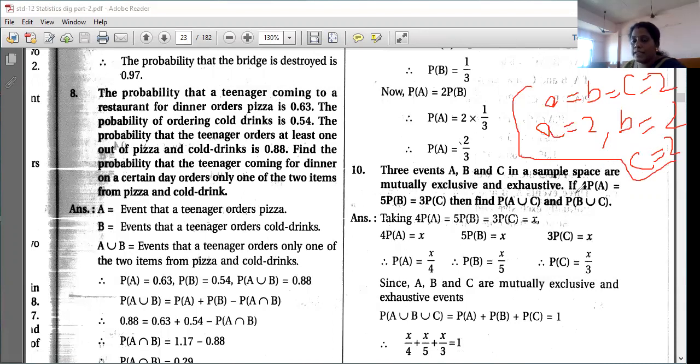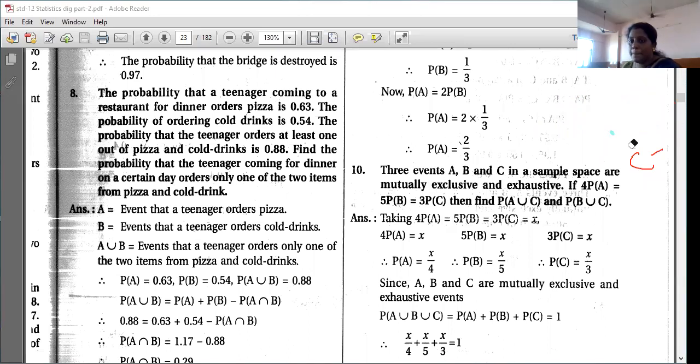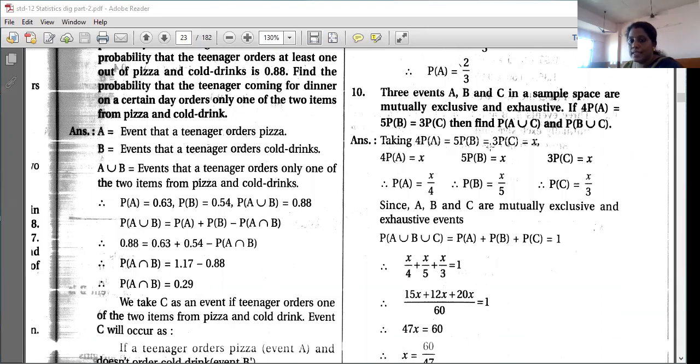Okay, and here they have not given the values like 4P of A equal to 5P of B equal to 3P of C. They have not given anything, so we will consider the total value as X, like here they have given. So 4P of A equal to X, 5P of B equal to X and 3P of C equal to X. Then P of A value is X by 4, P of B is X by 5 and P of C is X by 3. Okay.